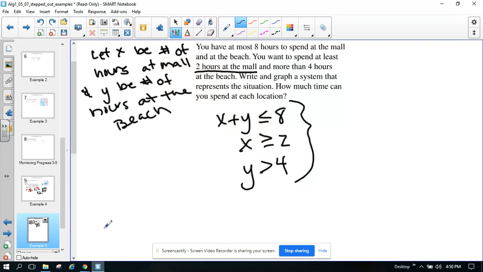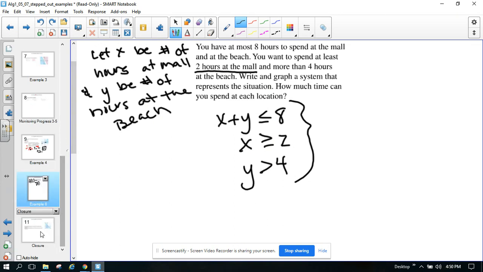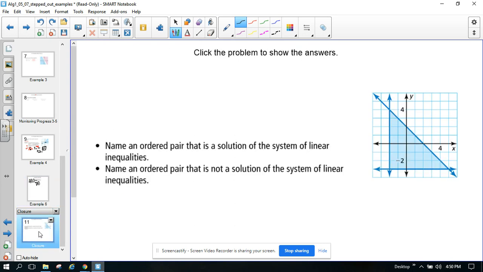I feel like I am giving you guys way too much information. But that's the general idea of how you would solve a system of inequalities.